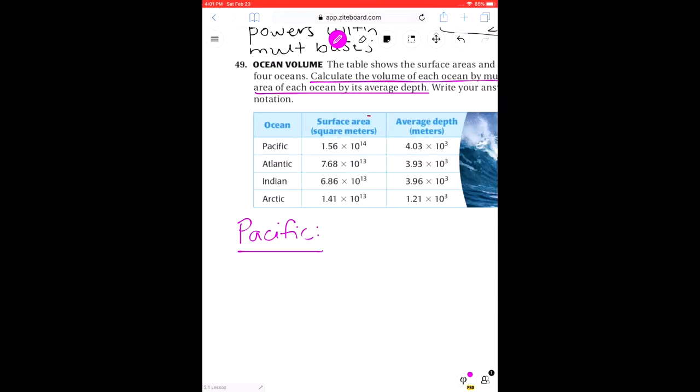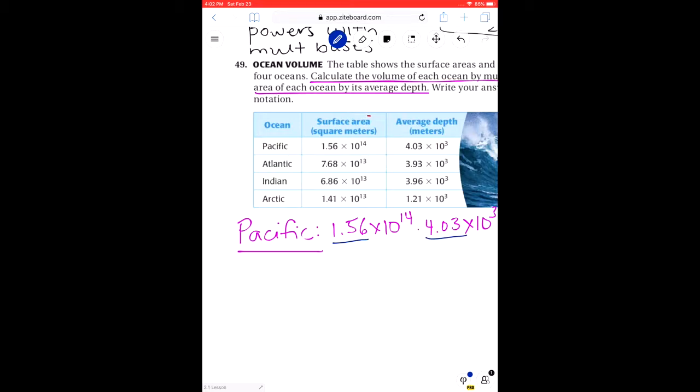So we're going to start by taking the surface area, which is 1.56 times 10 to the 14th power, and we are going to multiply that by 4.03 times 10 to the third power. The first thing that we're going to do is consider the commutative property. The commutative property states that in a multiplication sentence, we can rewrite the order to be more beneficial to us. So I'm going to start by just taking my constant terms, which are right over here.